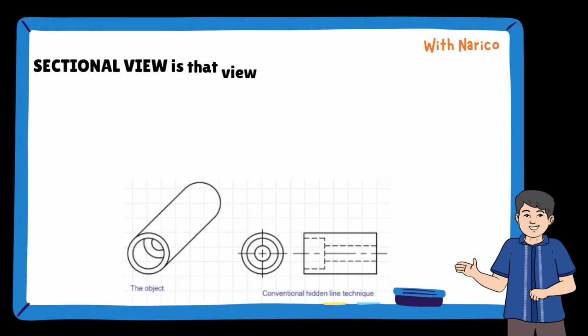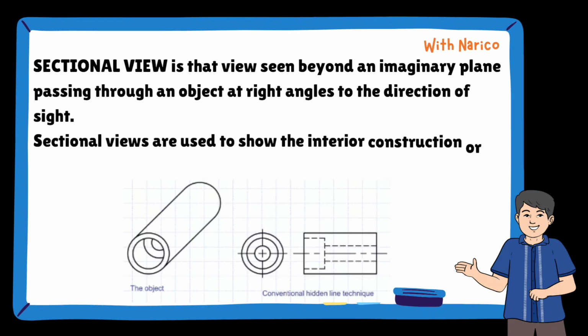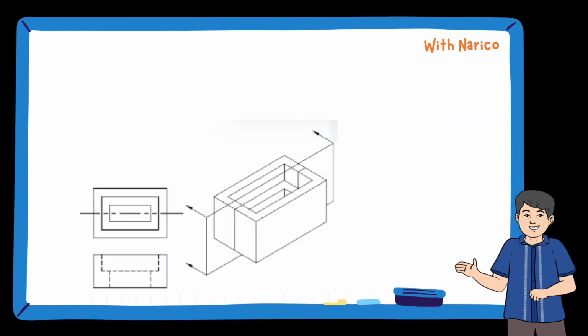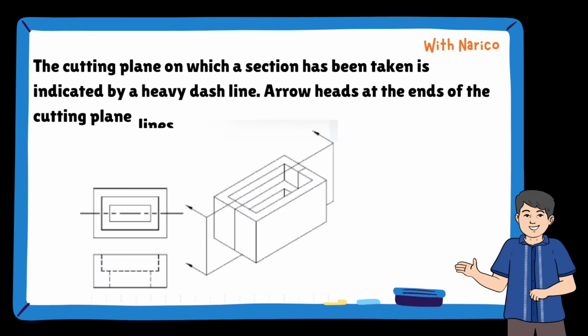A sectional view is that view seen beyond an imaginary plane passing through an object at right angles to the direction of sight. Sectional views are used to show the interior construction or details of hidden features that cannot be shown clearly by outside views. The cutting plane on which a section has been taken is indicated by a heavy dashed line.